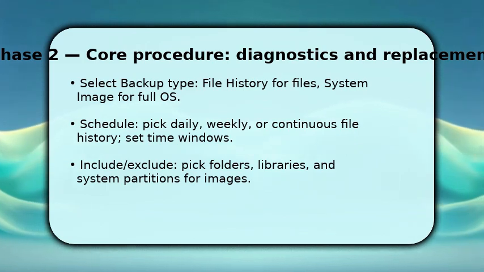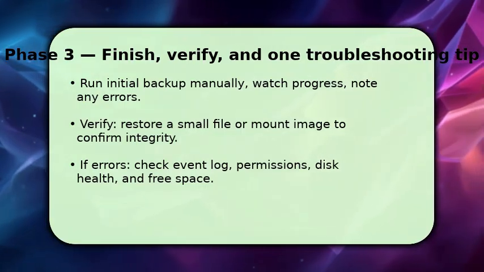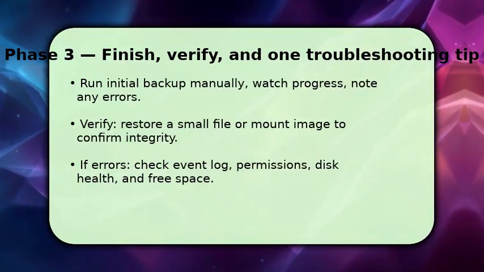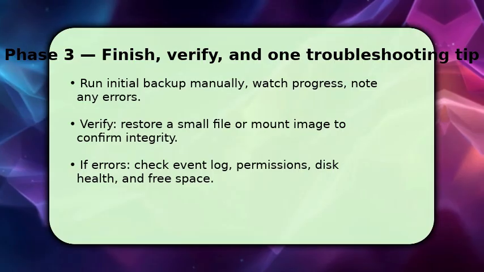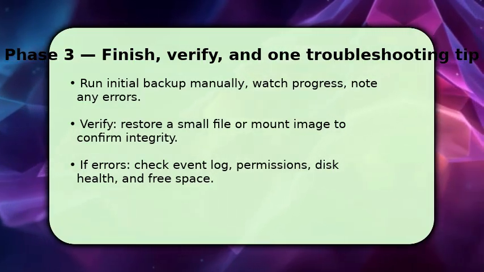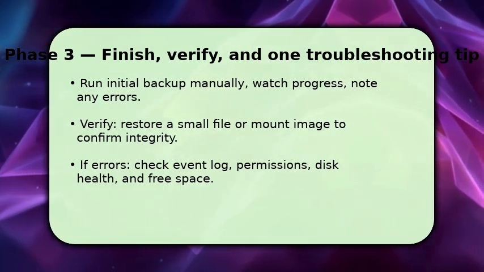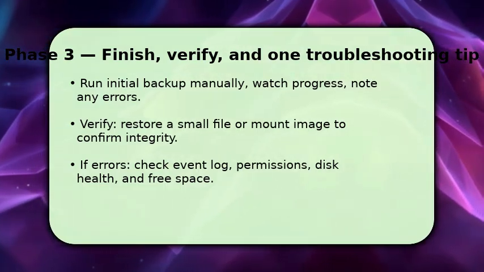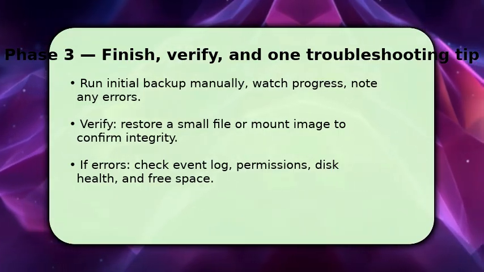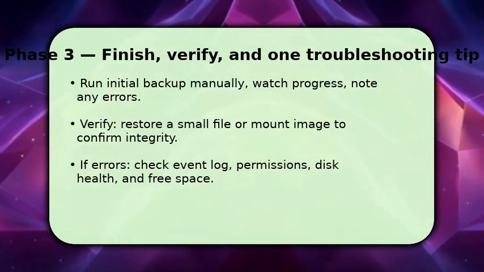You finish by running and verifying the backup. Click Backup Now and monitor progress. Once the job completes, verify integrity by restoring a small file or mounting the image to confirm the data is readable. If anything fails, start troubleshooting. Check Event Viewer for specific error codes, confirm destination permissions, run chkdsk on drives, and ensure antivirus isn't blocking file operations. Finally, schedule regular tests and keep at least one offline copy to protect against ransomware.